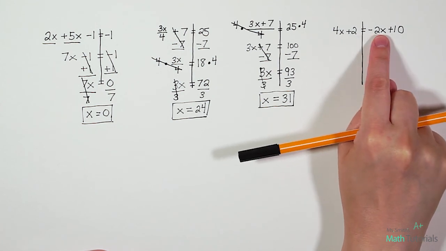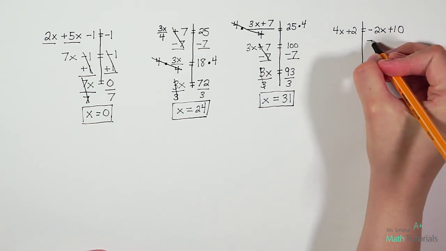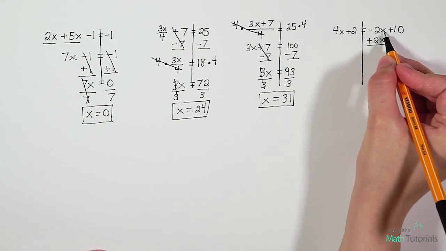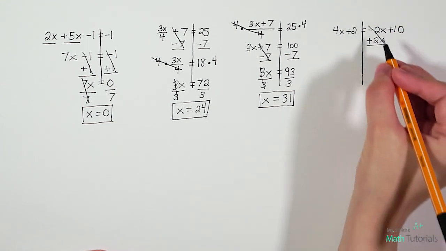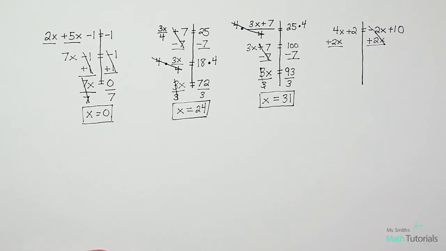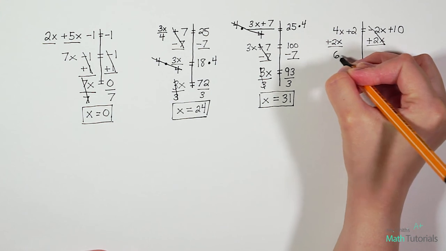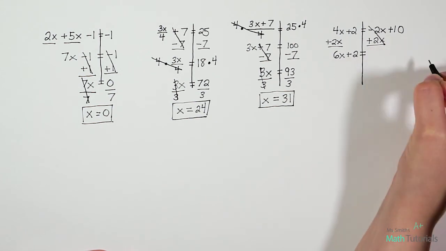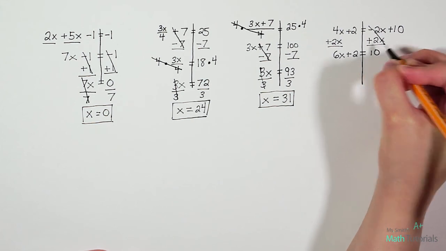Right now it's being subtracted. This is minus 2x. We want to do the opposite. We want to add 2x. And when I do that, negative 2x plus 2x cancels to 0. But if we're going to add 2x to this side, we also need to add it to this side as well. So 4x plus 2x gives me 6x. Now we want to bring down our plus 2, bring down our equals. Those 2x's are gone, and we just have a 10.